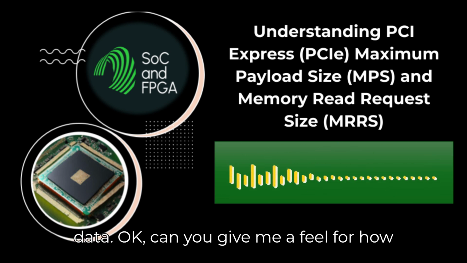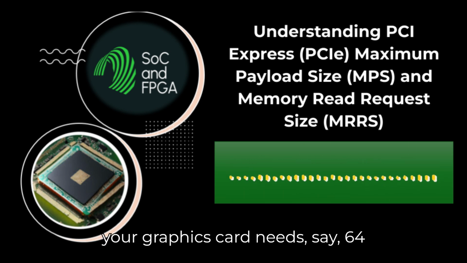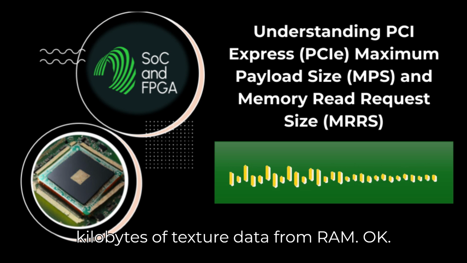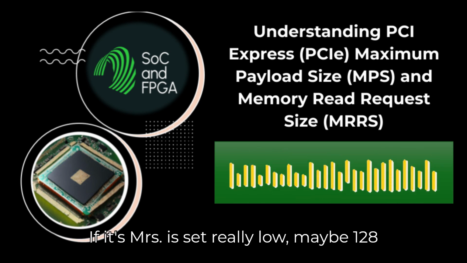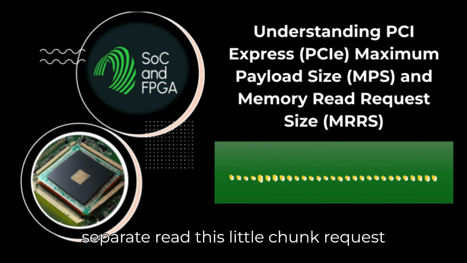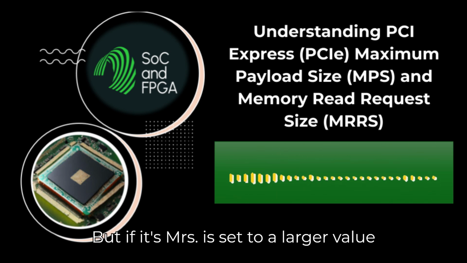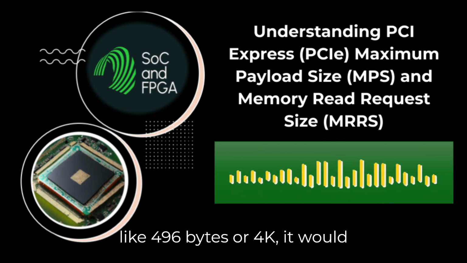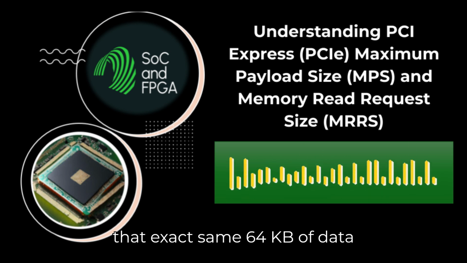Okay, can you give me a feel for how much overhead we're saving? Like a practical example. Sure. Let's imagine your graphics card needs, say, 64 kilobytes of texture data from RAM. If its MRRS is set really low, maybe 128 bytes, it would have to send out 512 separate read request packets. 512 requests. Wow. Yeah. But if its MRRS is set to a larger value, like 4096 bytes or 4K, it would only need to send 16 requests to ask for that exact same 64 KB of data.